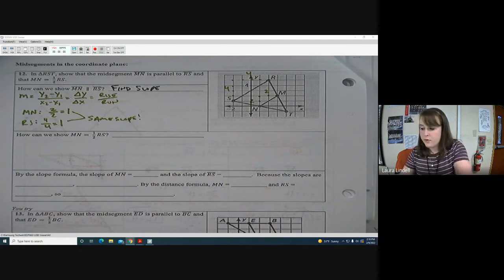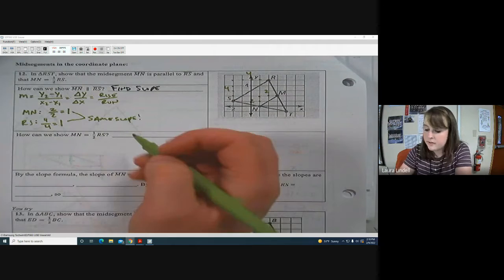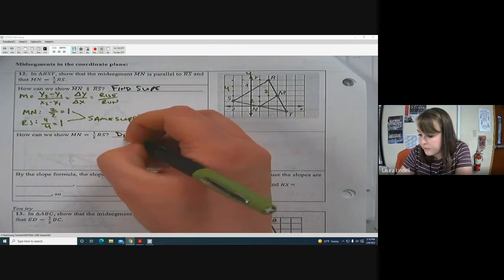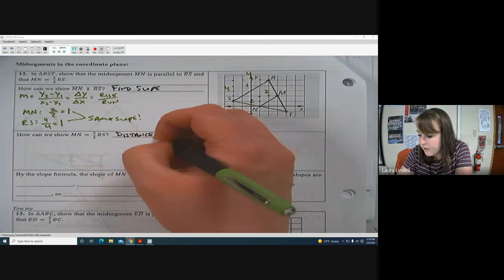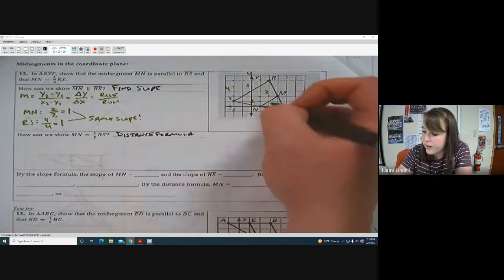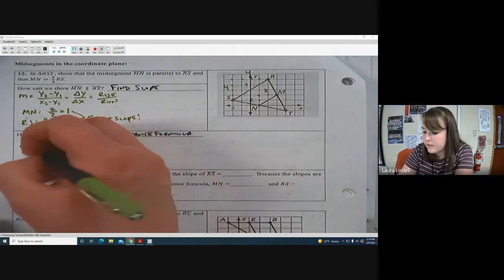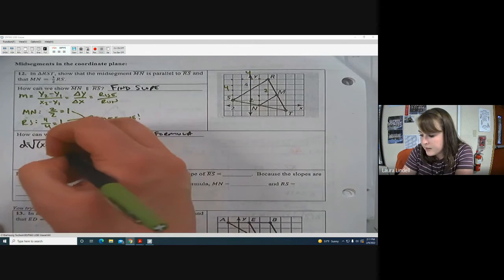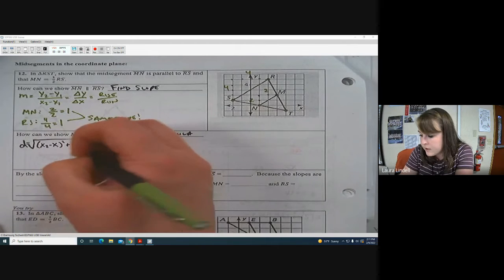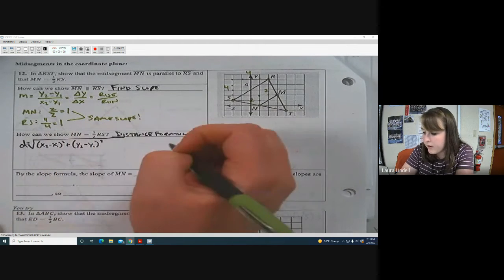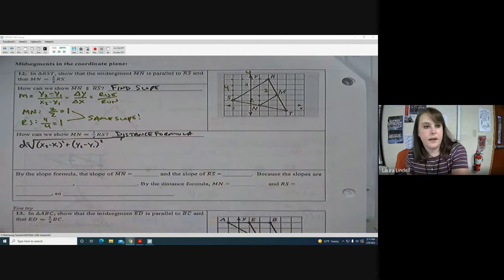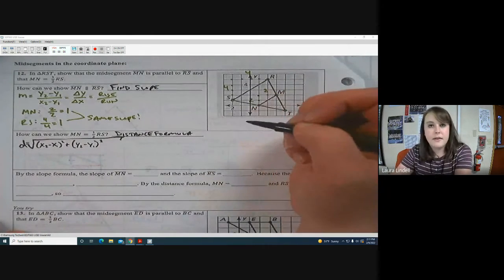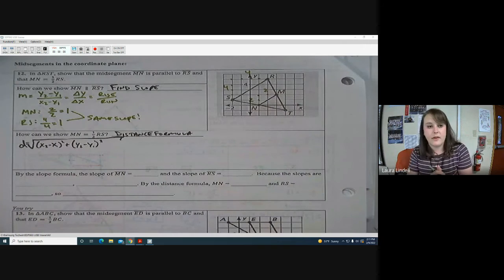Now, if I was asked to show that MN is half the length of RS, there's a couple different things we could do. We could use the distance formula if we want to. You could find the coordinates of all of these points and say, okay, distance is equal to the square root of x2 minus x1 squared plus y2 minus y1 squared. And you could find the distance from N to M and from S to R and figure out that one of them is half the length of the other.